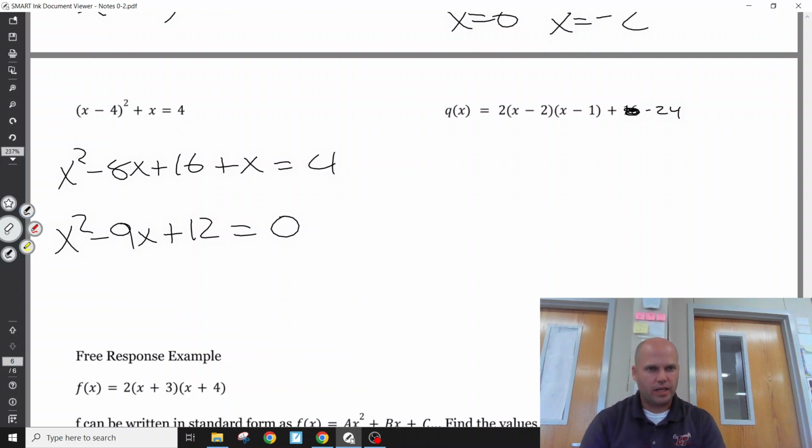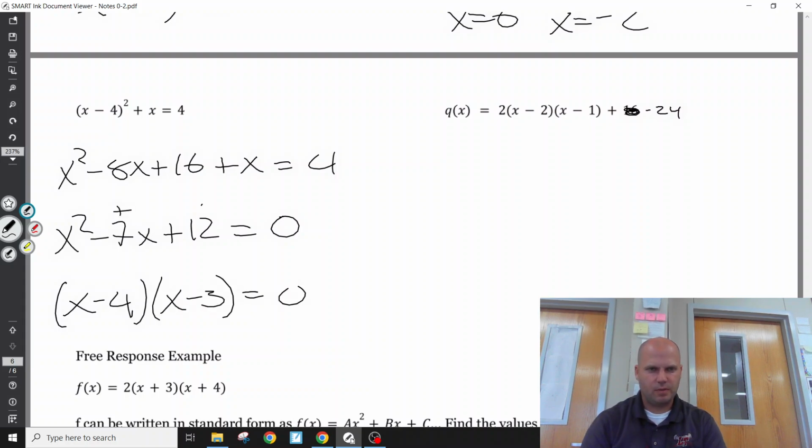Whoops. Negative 8 plus 1 is negative 7. So this is negative 4, negative 3. Those are the two numbers that add to get negative 7.